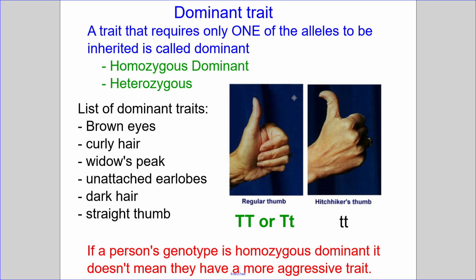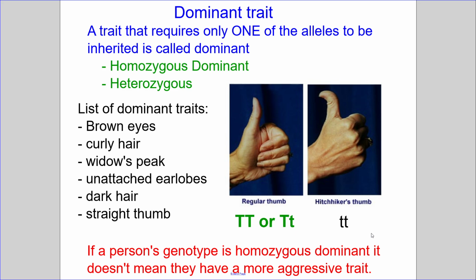So here is an example of a straight thumb, and this is a hitchhiker's thumb over here. Some of you may have hitchhiker's thumb, some of you may have straight thumbs. In order to have a regular thumb, which is the dominant phenotype, you only need to inherit one of the capital letters. So you could have two capital letters, or you could have just one capital letter and one lowercase letter. In either event, you'll have a regular thumb. In order to get a hitchhiker's thumb, you need to inherit both recessive alleles, the little t combination, homozygous recessive.